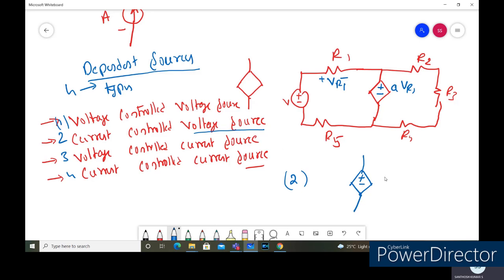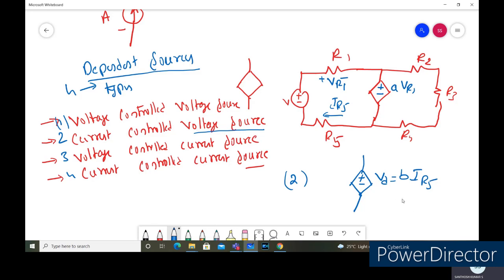The current controlled voltage source means the voltage of this dependent source depends on the current somewhere else in the circuit diagram. For example, assume that the current through this one is IR5. So the voltage of this one depends on the current through the circuit element R5. We can denote this as B into IR5. It means that for the voltage source, the voltage depends on the current in the circuit element R5. Sorry, this is called a current controlled voltage source, because the voltage of this source depends on the current. Controlled is also called dependent, so we can call it a current dependent voltage source.